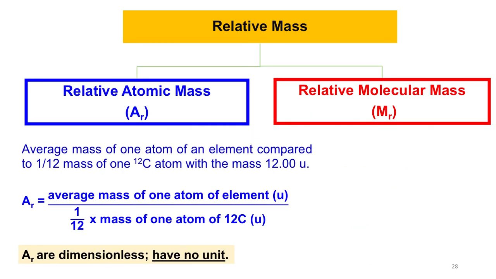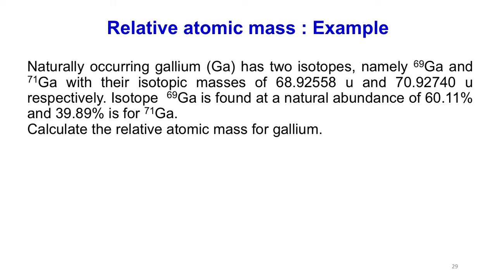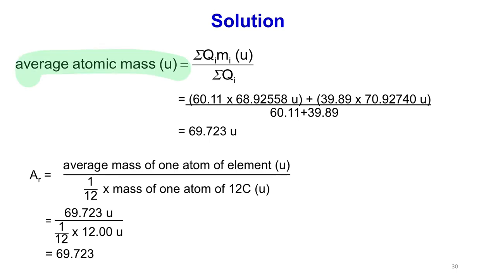Relative mass, either for atomic mass or molecular mass. The relative atomic mass, with symbol capital A lowercase r, is the average mass of one atom of an element compared to 1/12 of the mass of one atom of carbon-12. The value has no unit because the units cancel each other out. For example, to calculate the relative atomic mass of gallium, for the two isotopes of gallium, abundance is given in percentage and isotopic mass in U. Firstly, we calculate the average atomic mass, then we compare it to 1/12 of the mass of one atom of carbon-12.